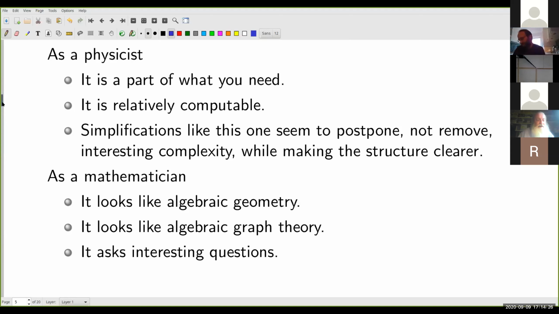Now, if I'm going to speak as a mathematician, which is the way I like to speak, I would say what's interesting about this is that it simultaneously looks like algebraic geometry and algebraic graph theory, which are two very nice things.